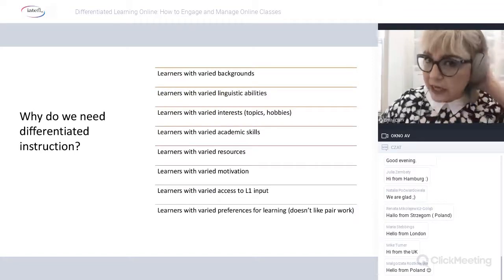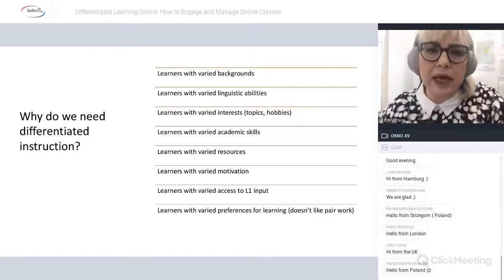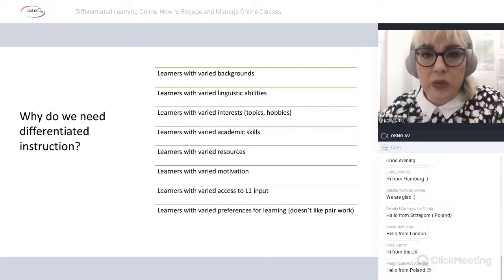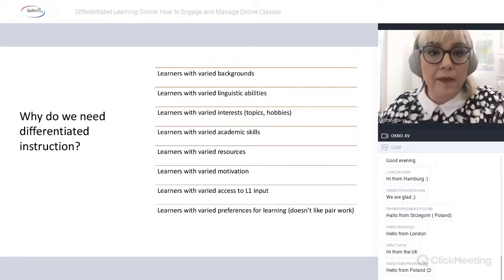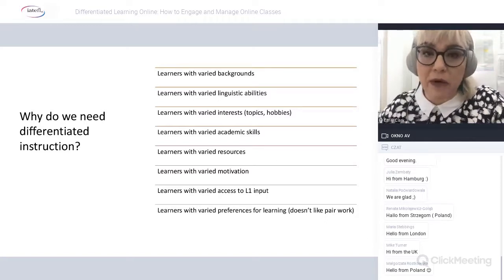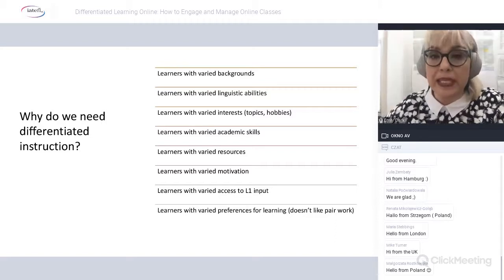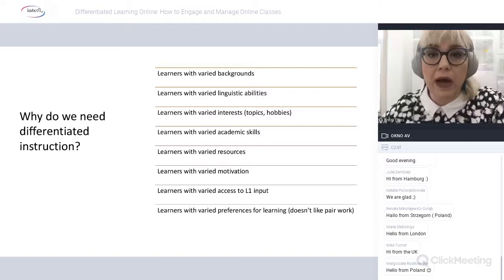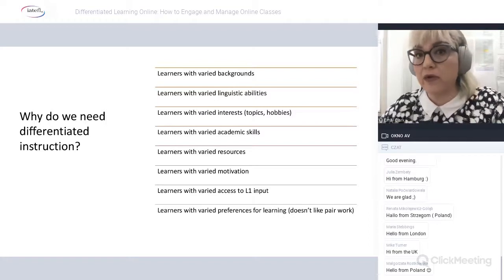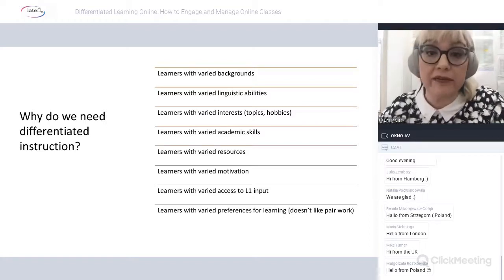So again, just a little bit of background. Why do we need to differentiate our instruction? I'm not going to spend a lot of time on this because this is what you already know. We have learners with varied backgrounds. They're coming into the classroom with various needs. They have varied linguistic abilities. So we know where they are in terms of their first language and in terms of acquiring a second or third or fourth language could be very different.